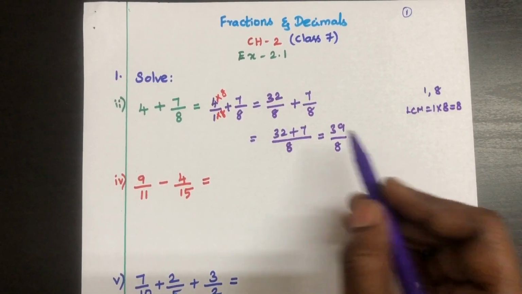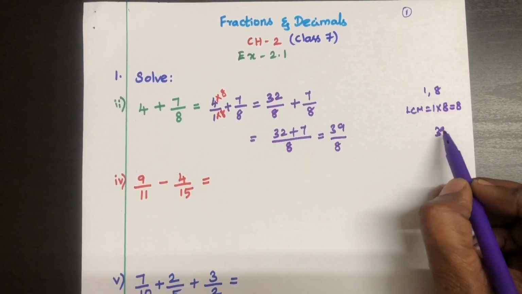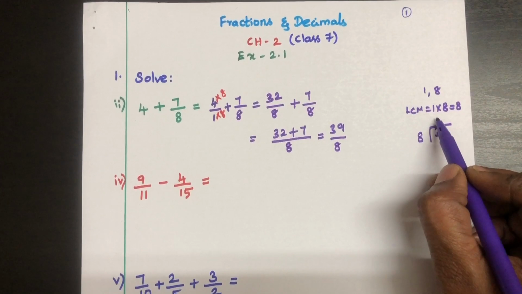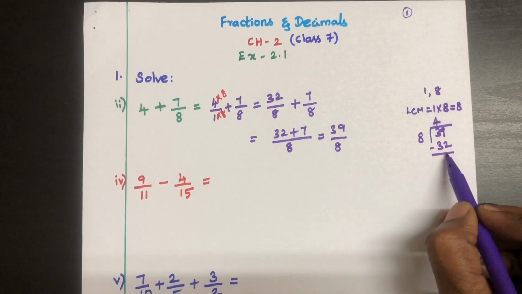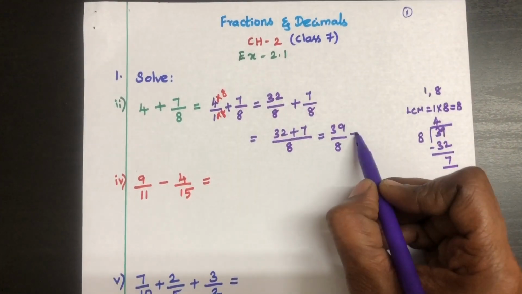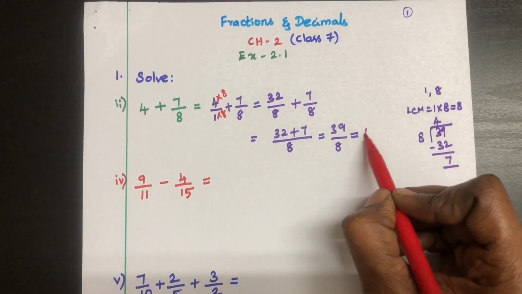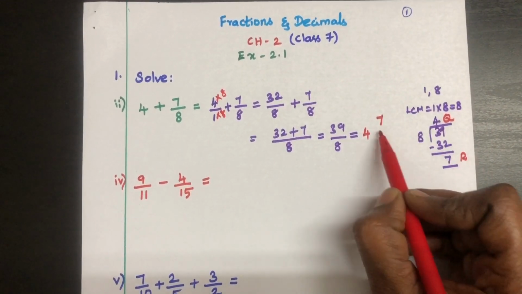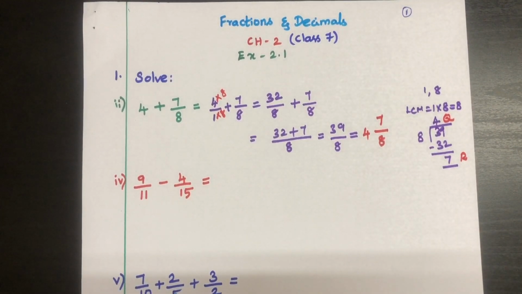Otherwise, this is an improper fraction, we can make it as a mixed fraction. See, 39, if you divide this by 8, what will you get? As a quotient, 4. 4 times 8 is 32. Remainder is 7. See here how to write. Q is 4. Remainder is 7. This is the remainder, divided by divisor 8. So, this is our answer: 4, 7 by 8.